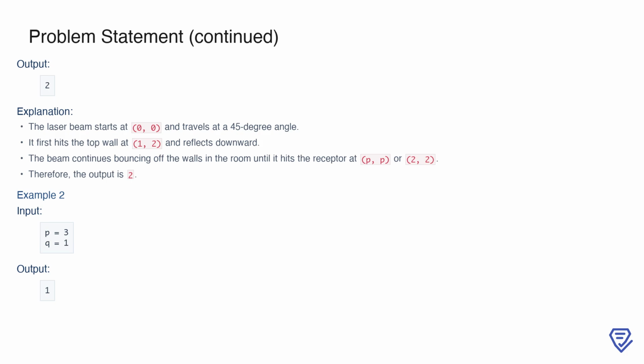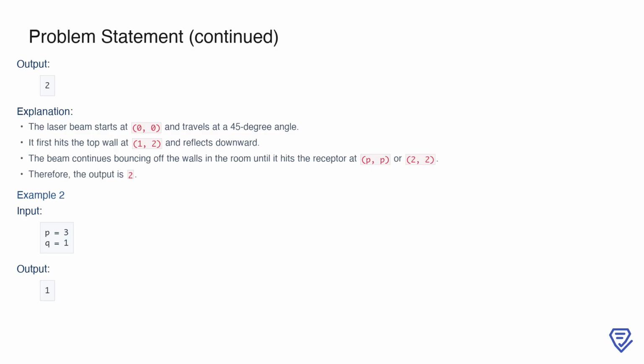Suppose the room has dimensions where P equals 2 and the distance Q equals 1. When the laser starts at 0, 0, and travels at a 45-degree angle, it first hits the top wall at the point 1, 2. From there, it reflects downward and continues bouncing off the walls as it travels. Eventually, the laser reaches the receptor at the top right corner, P, P, which is 2, 2, in this case. Since the laser stops at this receptor, the output is 2.